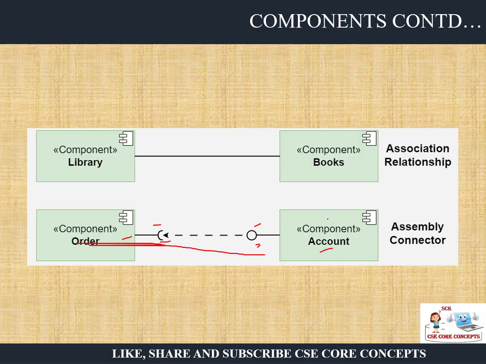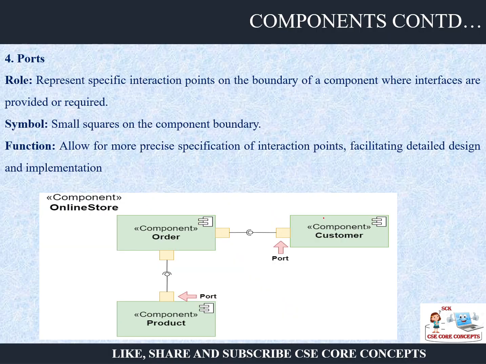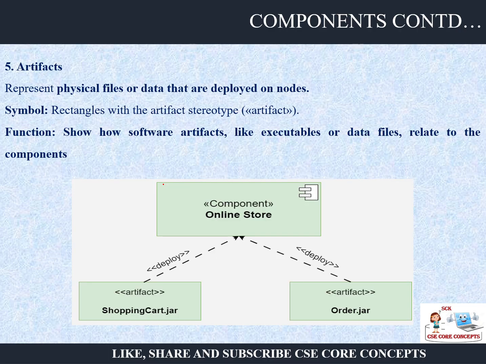Next is the ports. A port is these small squares. You can see small rectangles. They are called ports. They are the interaction points, or the boundary, you can say, from where you are going to interact. Then you have the artifacts. Artifacts are basically the physical files or the data that is deployed, right?